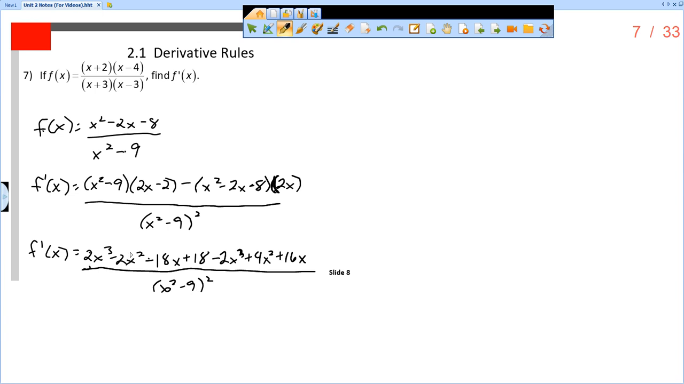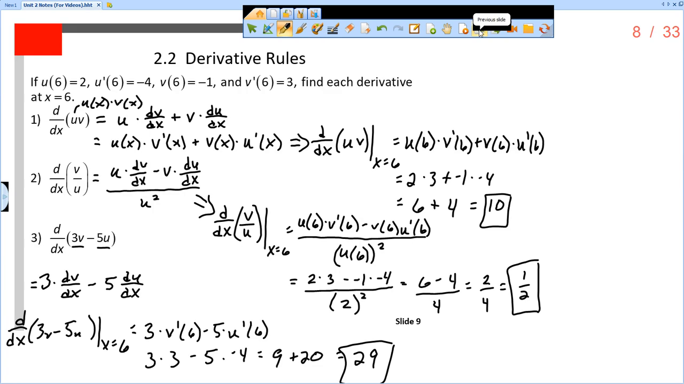Now I have a 2x cubed minus 2x cubed, so those subtract out. I have a minus 2x squared and a plus 4x squared, so that gives me a plus 2x squared. Minus 18x plus 16x, so minus 2x, and then I have a plus 18, all divided by x squared minus 9 quantity squared. And so that would be f prime of x. So that is slide number 8.